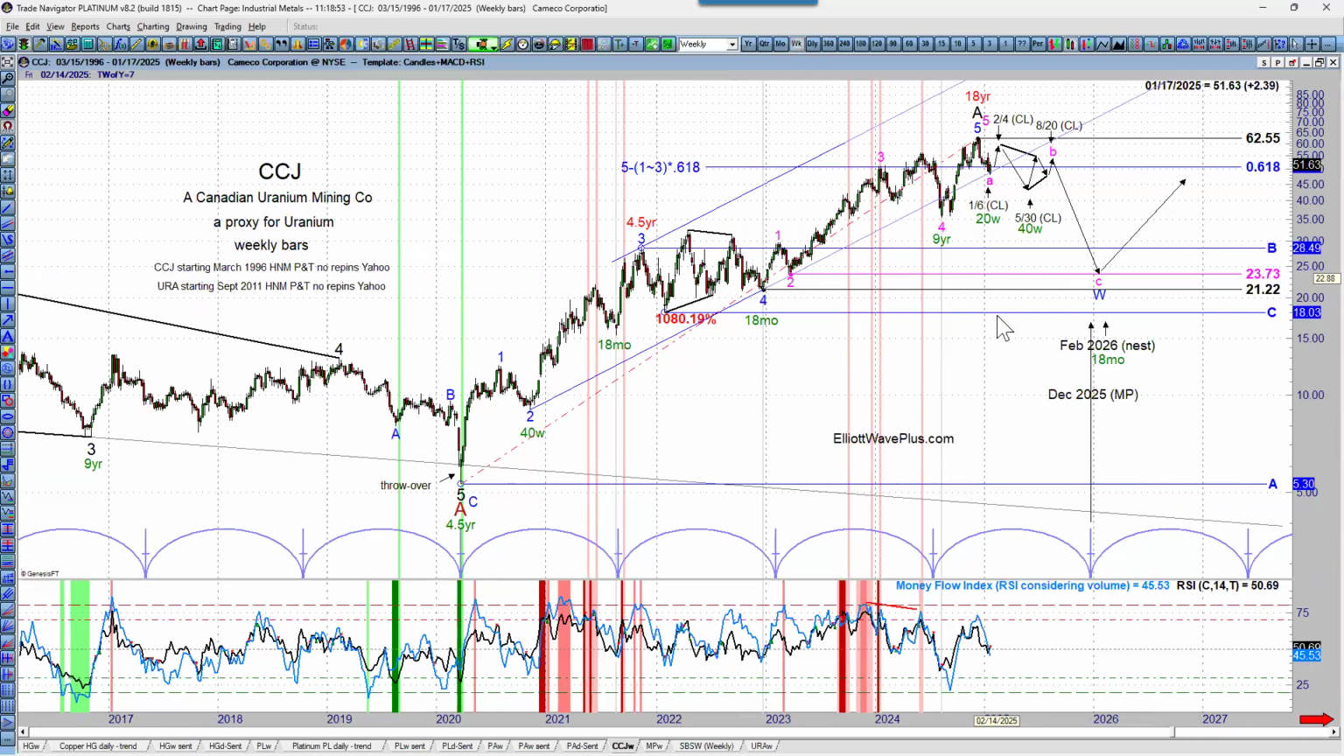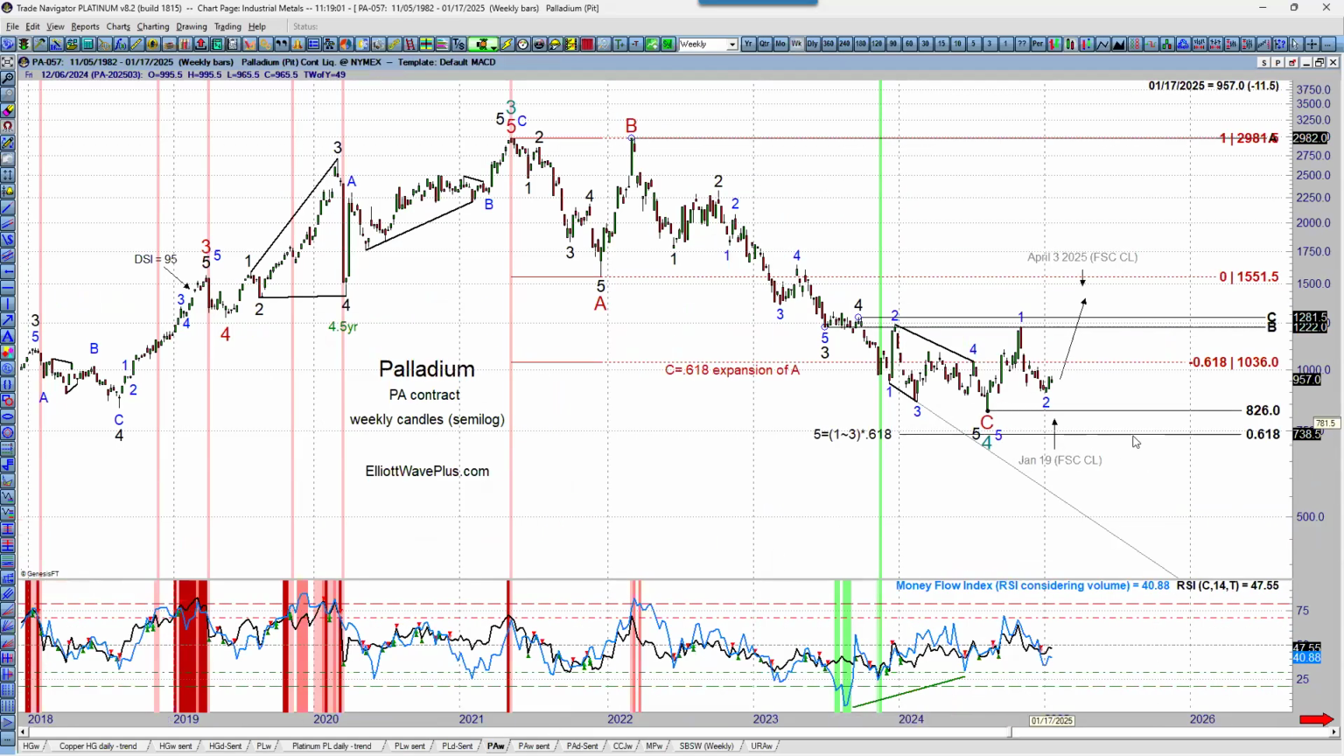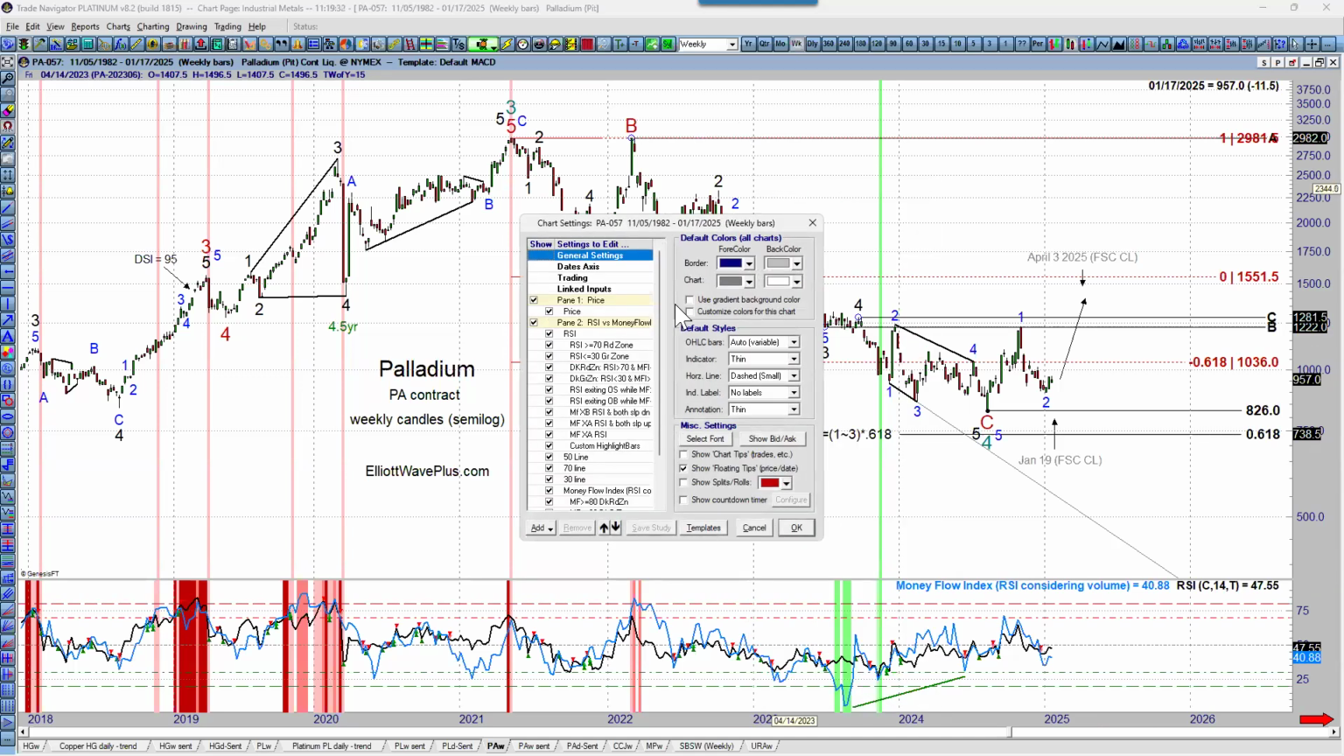How would I play palladium? Well, probably start building a position. I wouldn't go full in, but this does look like a 1, 2, 3, 4, 5, and then an A, B, C. And you kind of have to do it with the futures contract, PA, but Steve was kind enough to put in the PALL ETF. Let's see if I can overlay that onto the palladium chart.